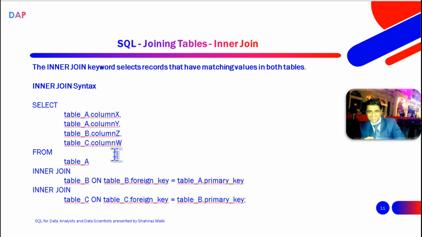I'm just trying to show you the syntax, and that's what I was just now showing you: from table A, inner join to table B on the foreign key and primary key, and then inner join on table C with the foreign key in table C to its primary key in table B. This is what I was just now saying, how to join more than two tables. And I hope it's simple.